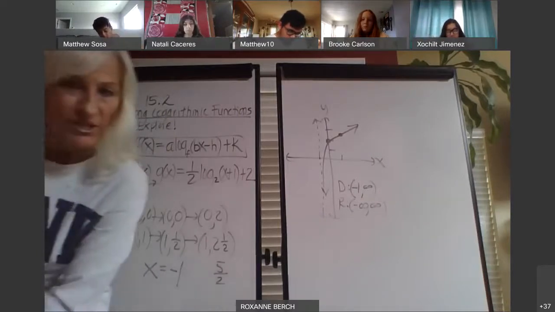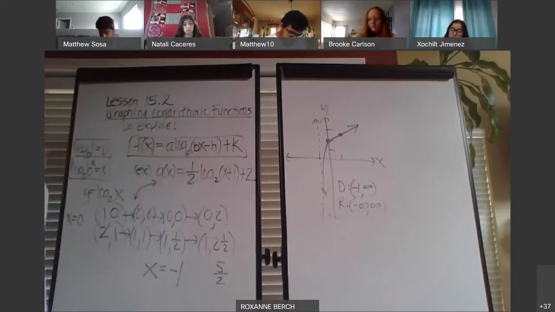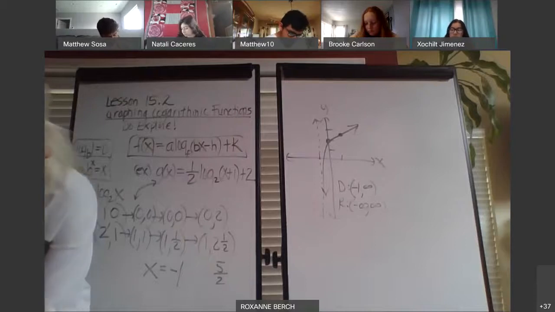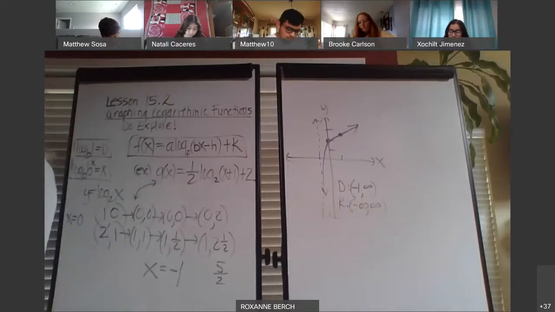I didn't put the domain and range on that column, so you might want to write it in there. I'm going to write it on my notes. So you do want the domain and range in there. The domain is open on -1 to infinity. The range is forever up and down.